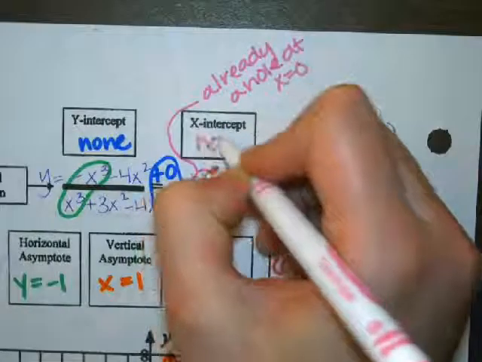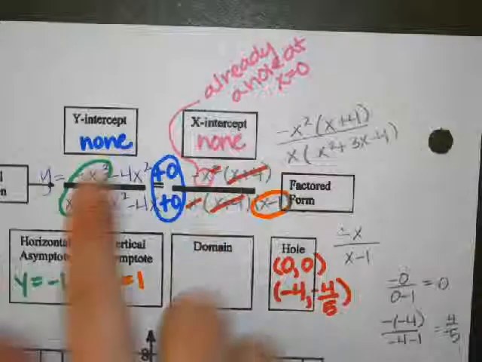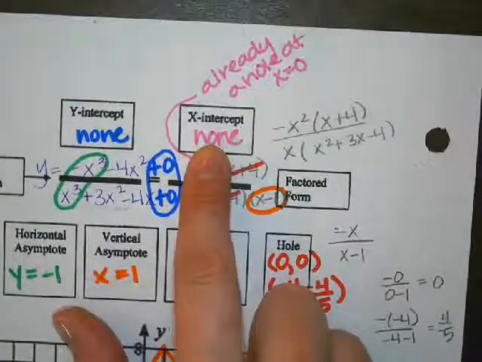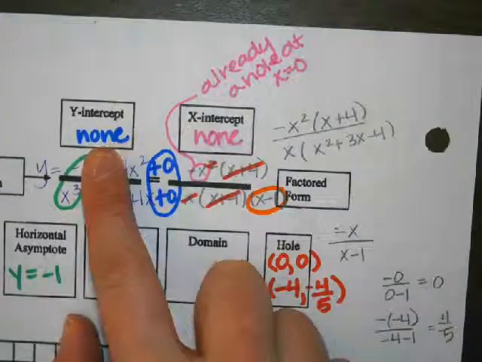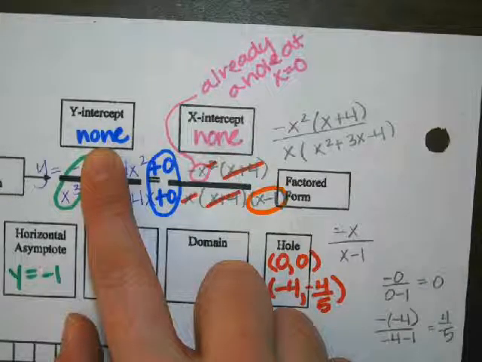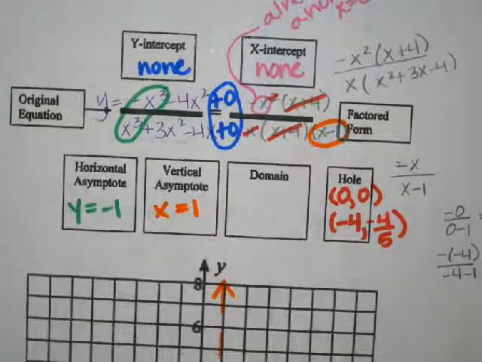So I'm going to put none for the x-intercept. The other confirmation that I have that that should be none is that if I had an x-intercept at 0, that would be the point 0, 0, and then I should have seen it as a y-intercept as well, and I did not. And so that's some confirmation that that really should have been none.